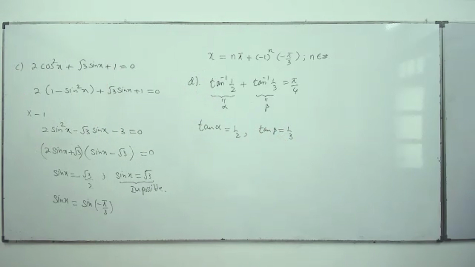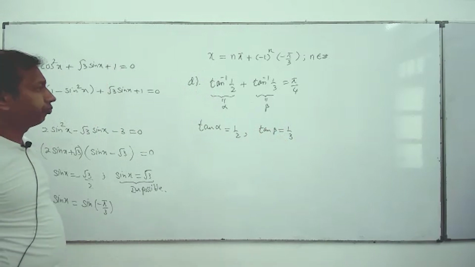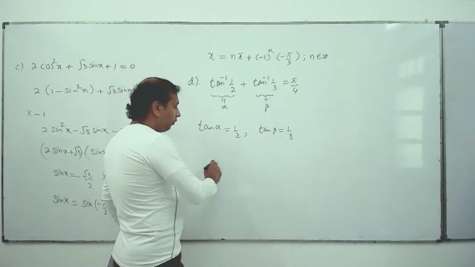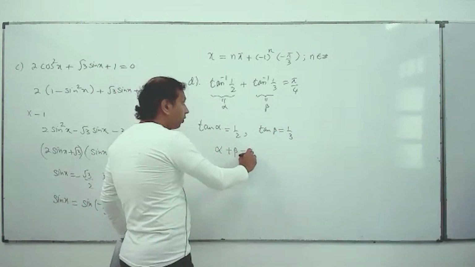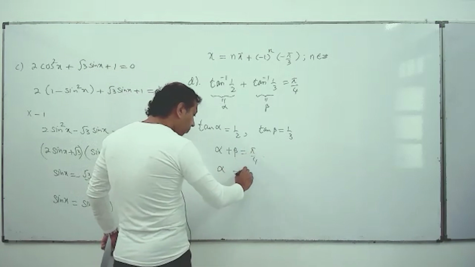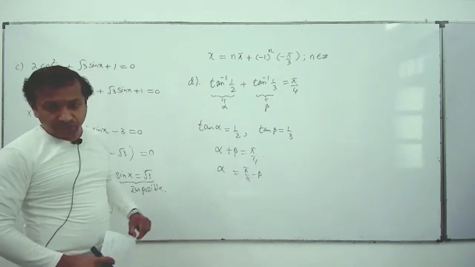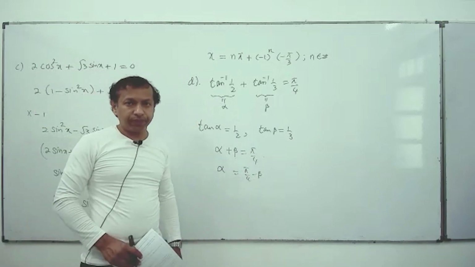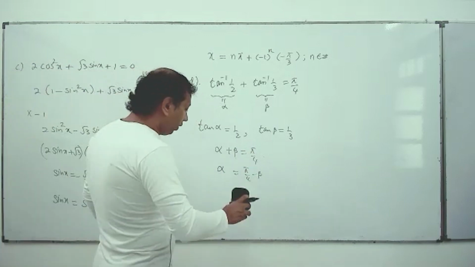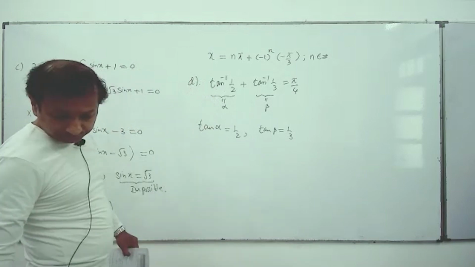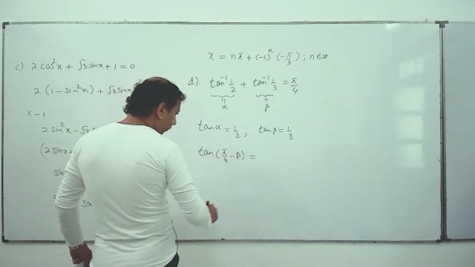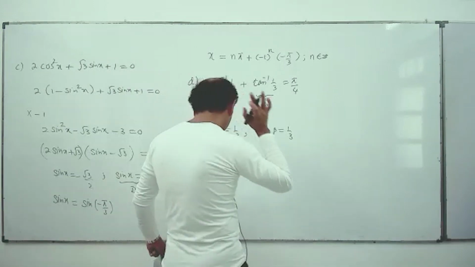Right. Here the left hand side should equal the right hand side. I'm going to show it like this. We need to show alpha plus beta equals pi by 4. The same thing we can show by taking beta to the right hand side: pi by 4 minus beta. If I can show alpha equals pi by 4 minus beta, that's also correct. I'm going to find pi by 4 minus beta first. Then what do you get?